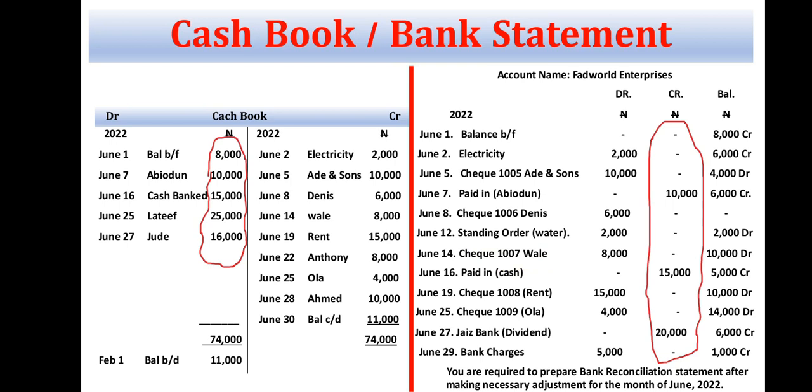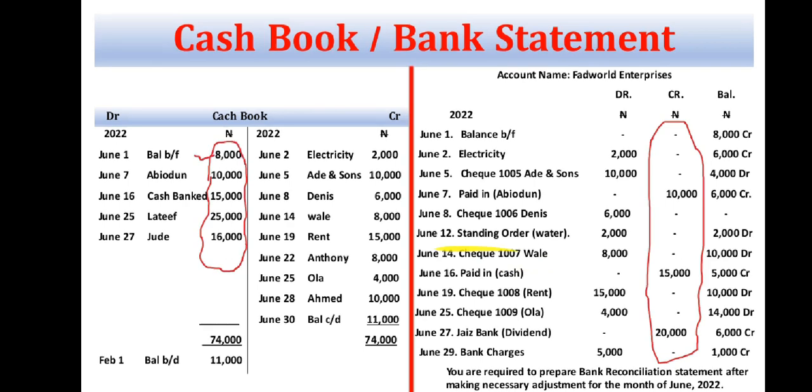So now we want to compare the two statements. We want to look at the entries that appear on both sides, and we want to look at those entries that do not appear on both sides. Those are the entries that really cause the problem.